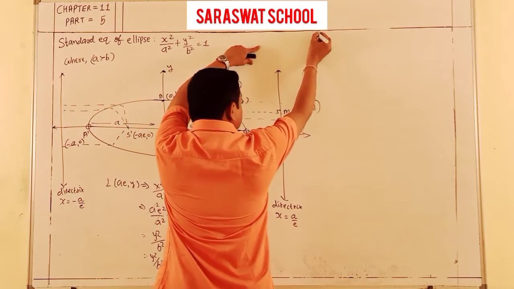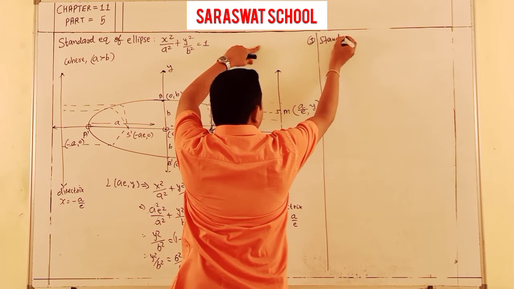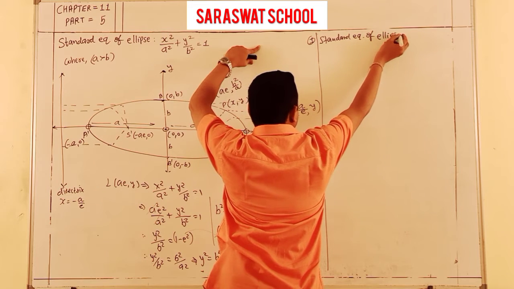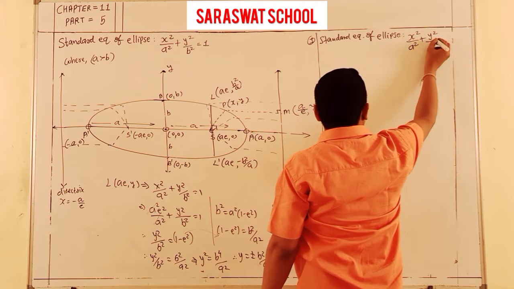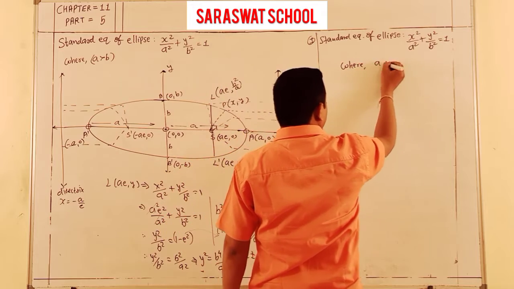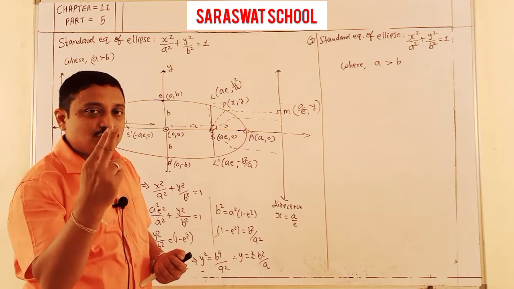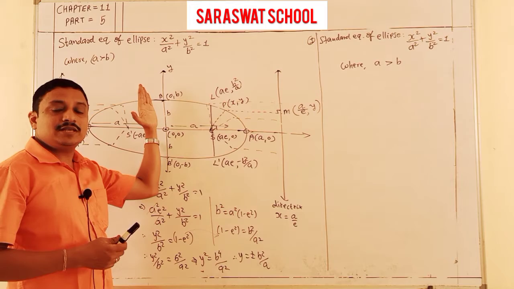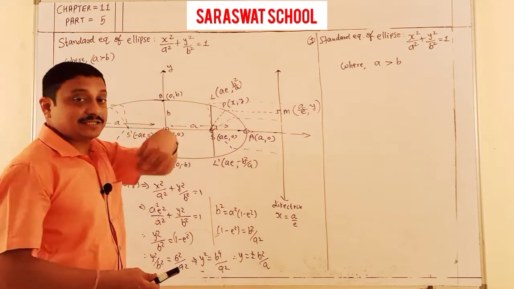So first point, the standard equation of the ellipse, which is x square by a square plus y square by b square is equal to 1, where a is greater than b. This is the first case. Actually in an ellipse there are two types, a more than b: this is a highest, this is b lowest. And second case, now b highest and a lowest. After that I will explain to you.